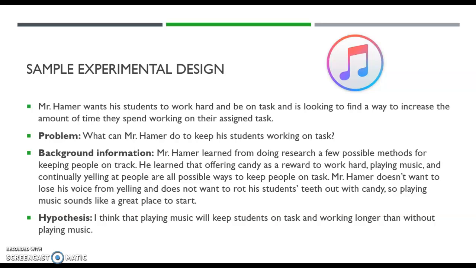So my hypothesis is I think that playing music will keep students on task and working longer than without playing music. And I should really explain why also in my hypothesis. So I think this because I know students like to listen to music, so it's an engaging factor for them, and also it can cover up some of the distracting background noises.